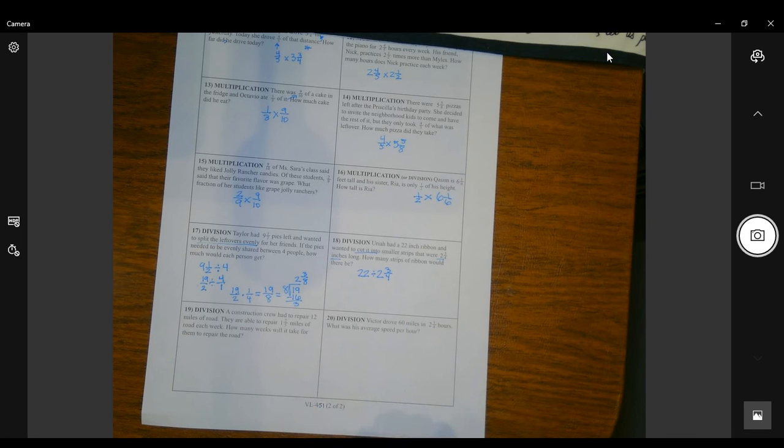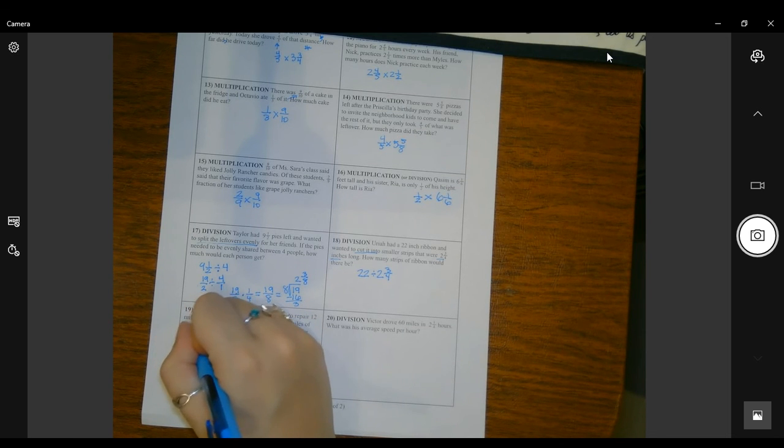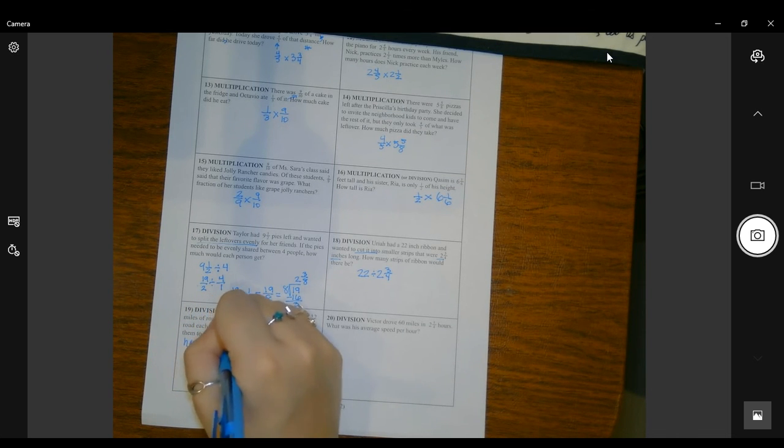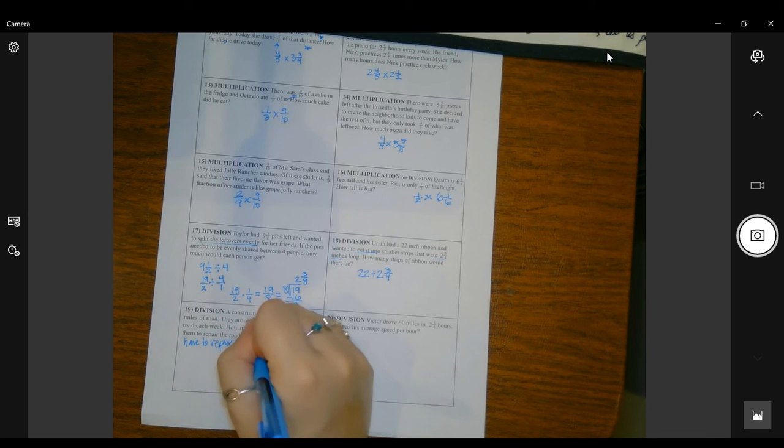Okay, second to last one says a construction crew had to repair 12 miles of road. They are able to repair 1 2/5 miles of road each week. How many weeks will it take for them to repair the road? Okay, let's try to make these easier numbers. What if it said, okay, you have to repair 12 miles of road. That's a fine number. Okay, so have to repair 12 miles.